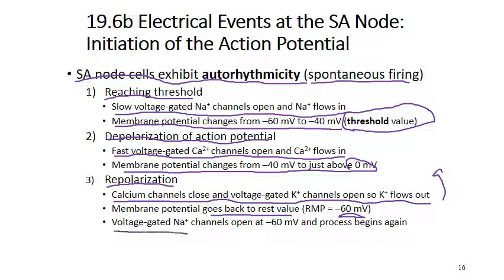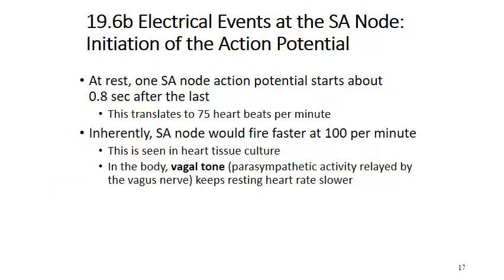And the voltage gated sodium channels are also going to open at -60 millivolts, and then the process is just going to go ahead and begin again, right? So we're just cyclically coming back here to reach that threshold to drop it down to -40 millivolts, opening the calcium channels to then drop to 0, and then closing those and allowing the potassium to flow out to bring it back up to -60 millivolts.